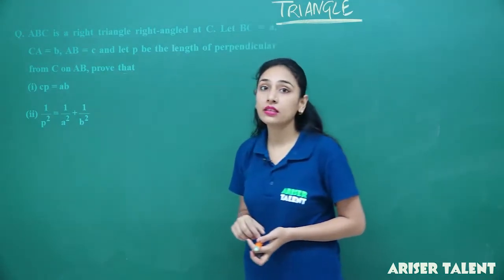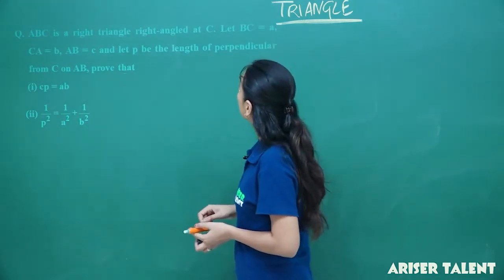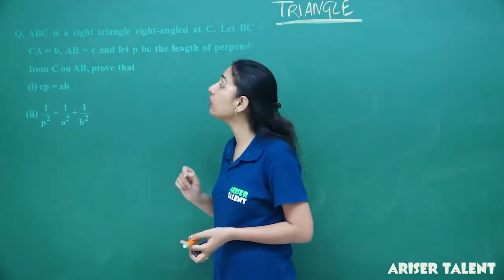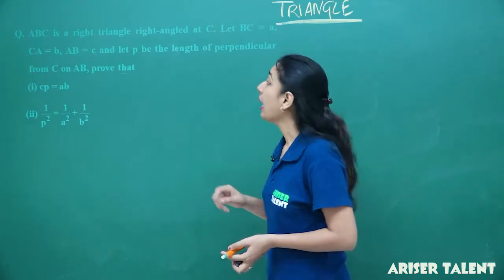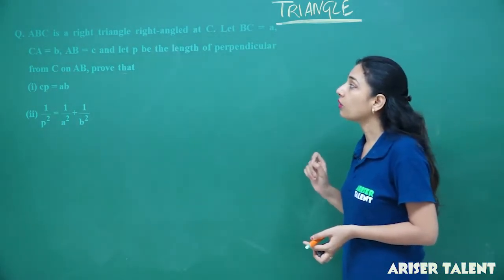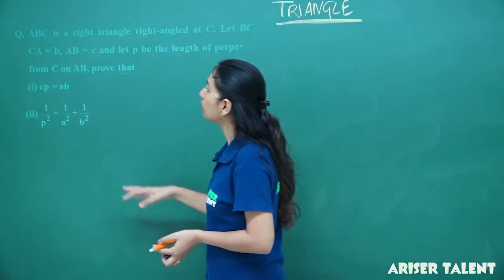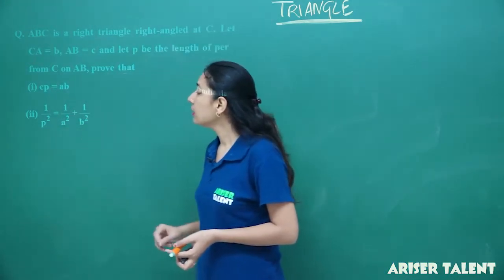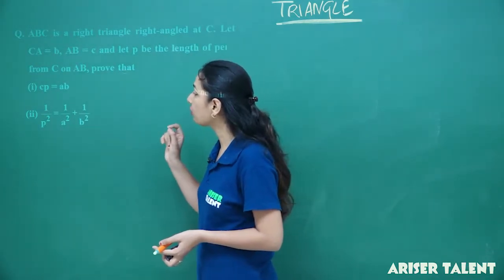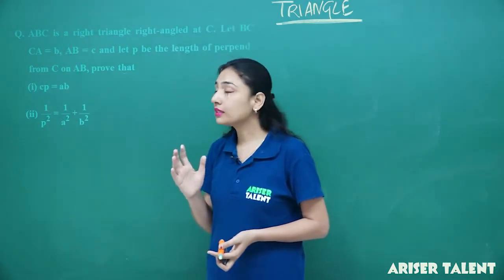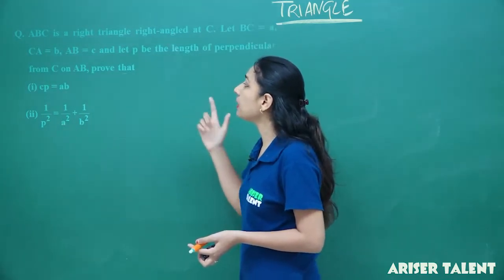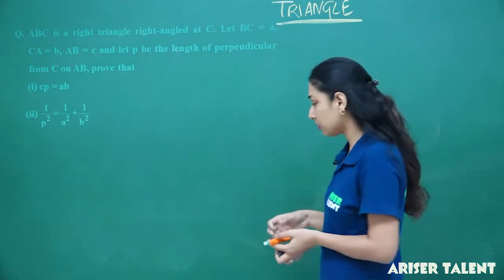ABC is a right angle triangle at C. Let BC equals A, CA equals B, and AB equals C, and let P be the length of perpendicular from C on AB. So, we have to prove CP equals AB, and the second one is 1 upon P square equals 1 upon A square plus 1 upon B square. So, let's see what these A, P, B, C, P are.